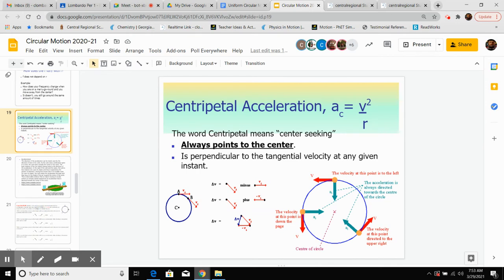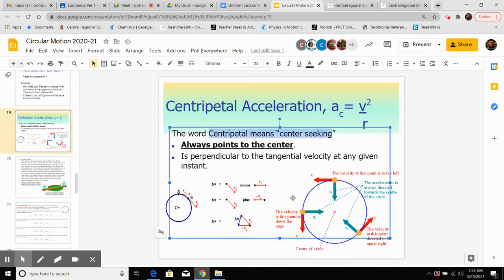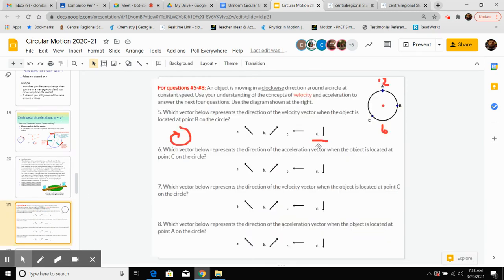What does the word centripetal mean? Now look at this diagram. What direction is the acceleration vector pointing? Towards the center. Oh, I thought it was a trick question. No, not trick questions. So what letter, what vector would show at point C the correct thing? Good. B, because if it was at C going in that direction, it would be pointing towards the center.